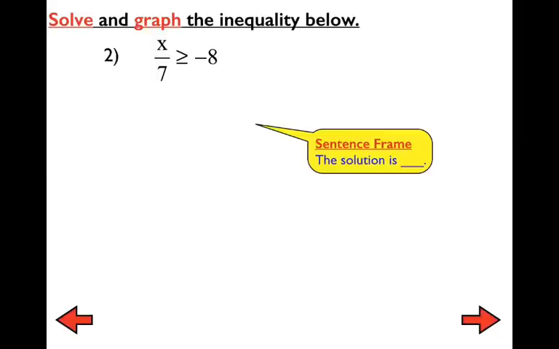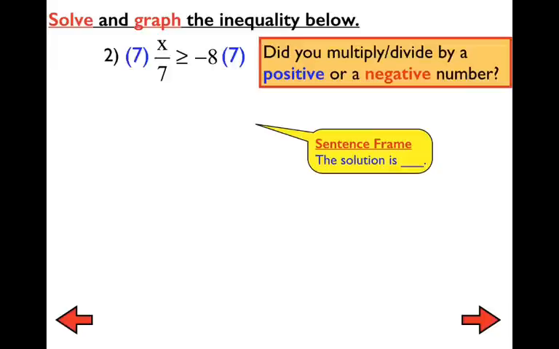X over 7 is greater than or equal to negative 8. The operation happening on the left-hand side is division. Therefore, the inverse property to that is to multiply, and we're multiplying by 7. So we multiply both sides by 7. What we are checking for right now is, did we multiply or divide by a positive or a negative number? And the answer to that is we multiplied both sides by that number right there, which is a positive 7. It has nothing to do with that negative 8 sitting right next to the 7.